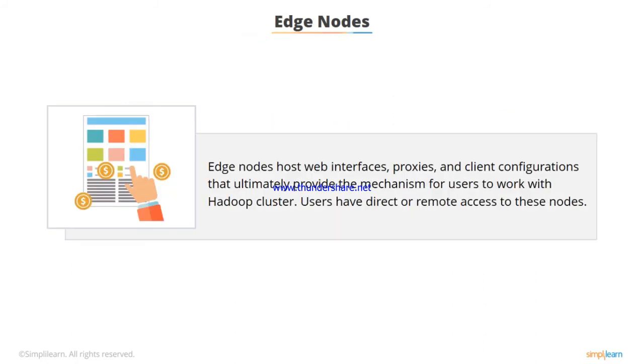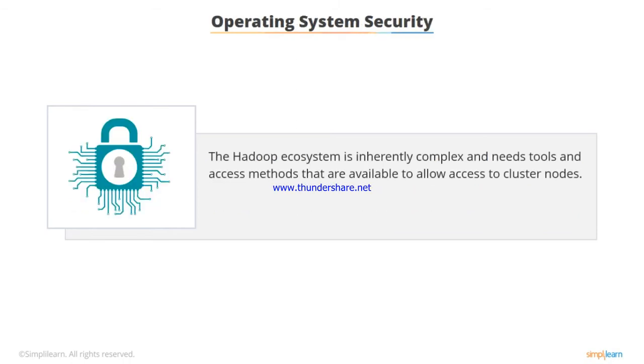Edge nodes host web interfaces, proxies, and client configurations that ultimately provide the mechanism for users to work with the Hadoop cluster. Users have direct or remote access to these nodes. The Hadoop ecosystem is inherently complex and needs tools and access methods that are available to allow access to cluster nodes. Examples of such tools and access methods are Firewall and SELinux. Let's understand these in detail.